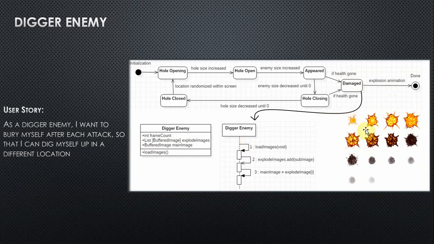It's broken up by each individual image and placed as a new image in the list. And then we do this by explode images.add the sub image, which is this one. Then the main image is made the sub image based on how many frames you want to wait for each part of the image. So in mine, I wait 3 frames on each image for 16 images for a total of 48 frames for an explosion animation before the damage state is given the done state and the enemy's gone.